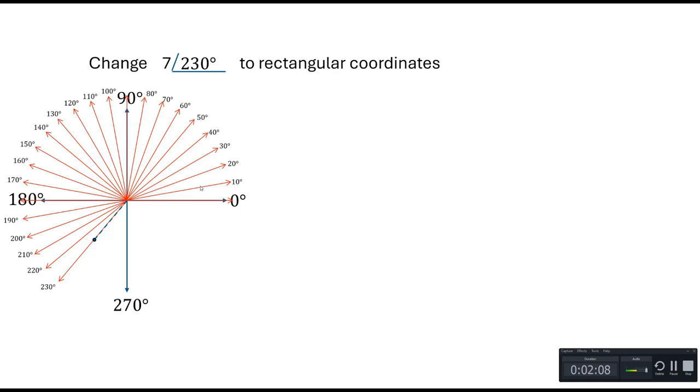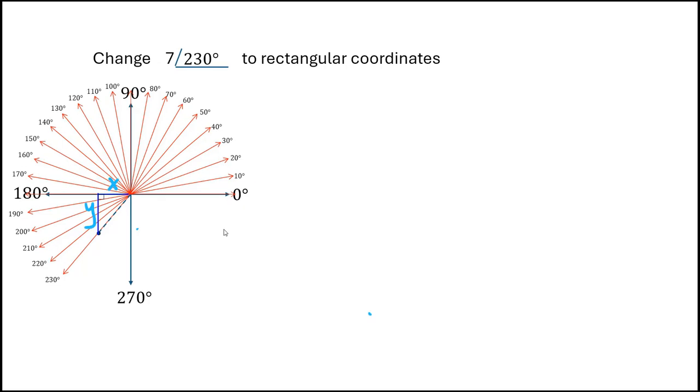And now to figure out the rectangular coordinates for that point right there, we need to find the vertical distance from that point to the x-axis, that's the y coordinate. And then we need to find the horizontal distance from the origin to where that point would be, and that is the x coordinate. So these are the sides that we need to find. This side is our x coordinate, and this side is our y coordinate. So we know that the hypotenuse is 7 because that's what we have right here.